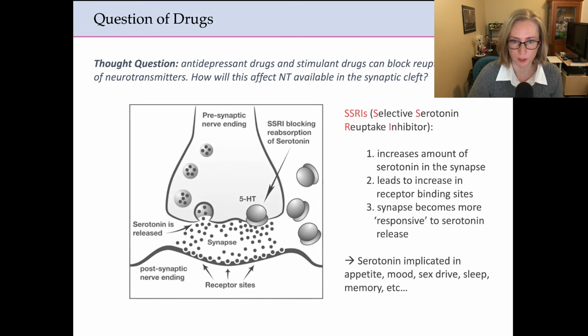All right, and we already went through this, so I'm not going to do this one again, but this is walking through the SSRI.